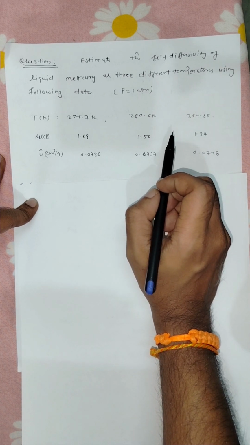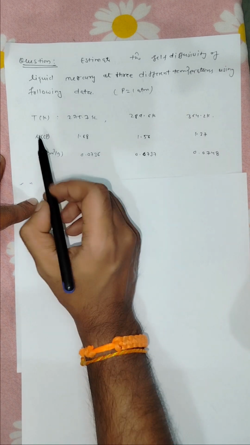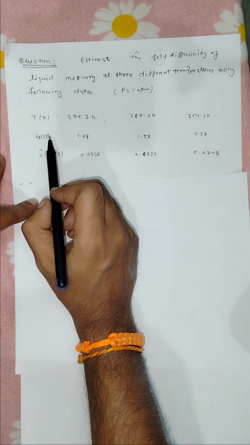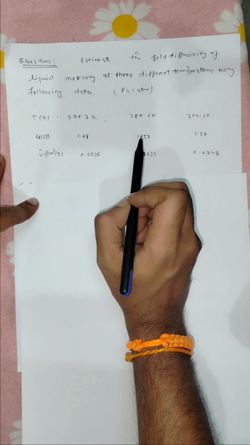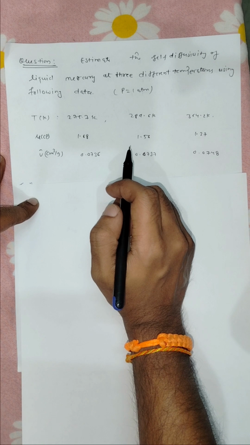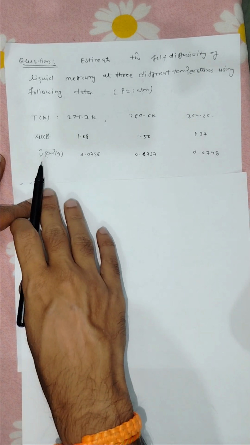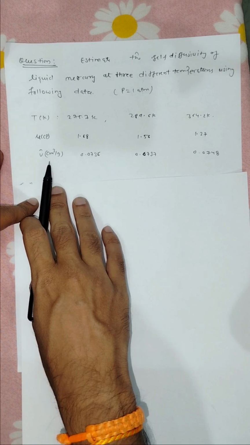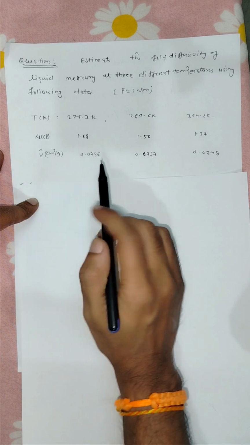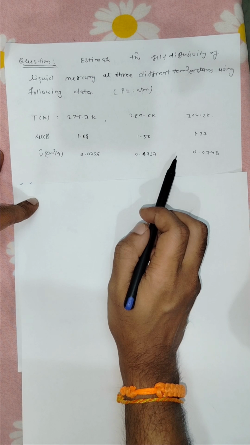Similarly, for the corresponding three different temperatures, we have also been given the viscosity in centipoise. They are namely 1.68, 1.56, 1.27. And the third parameter which we have been given is specific volume, in centimeter cube per gram. So these are the values for different temperatures.